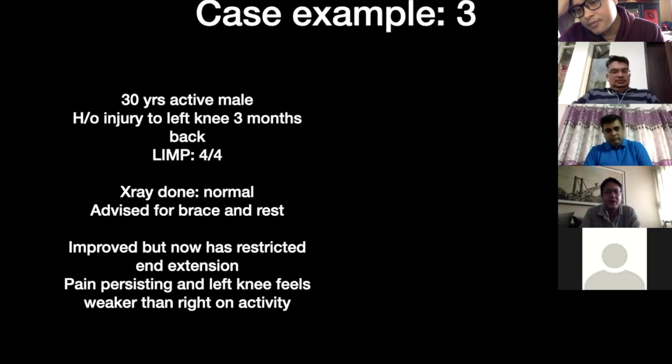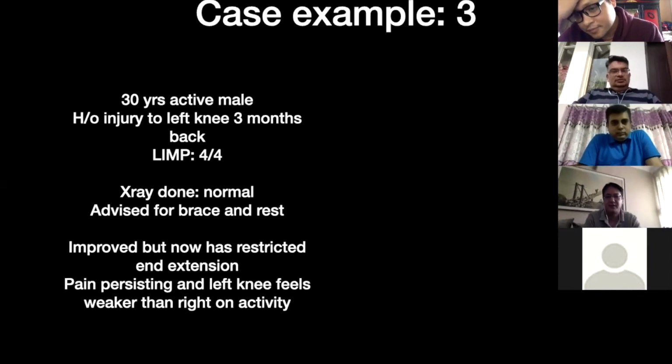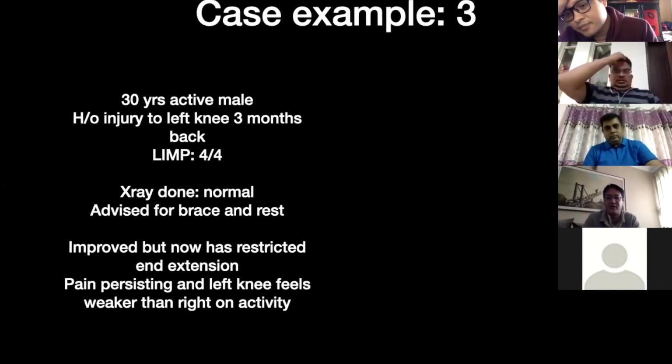Now, what about his examination? Lachman: there is some excursion, but the endpoint is good. Very difficult. Then extension is restricted. What about his pivot shift? Anterior drawer, pivot shift negative. Not too much pain persisting. Yes, left knee feels weaker. What about the other tests? For the other ligaments, everything is normal. Only Lachman is lax, endpoint is firm. There is some increase in excursion, but the endpoint is good.